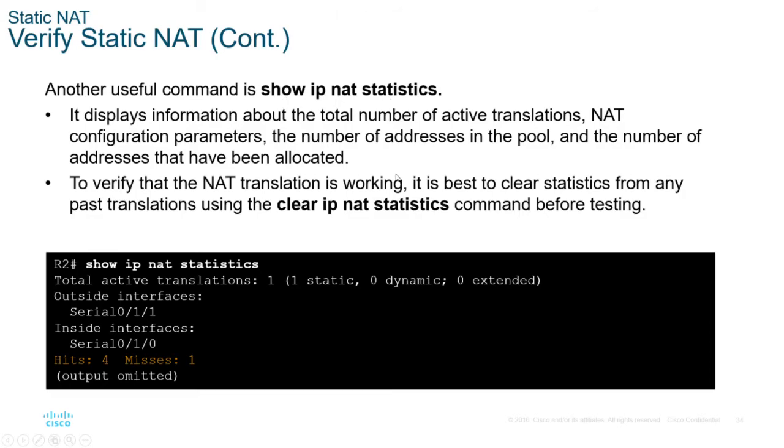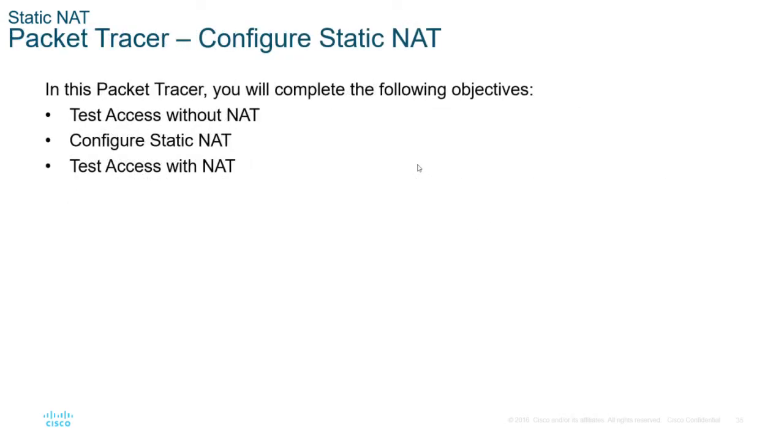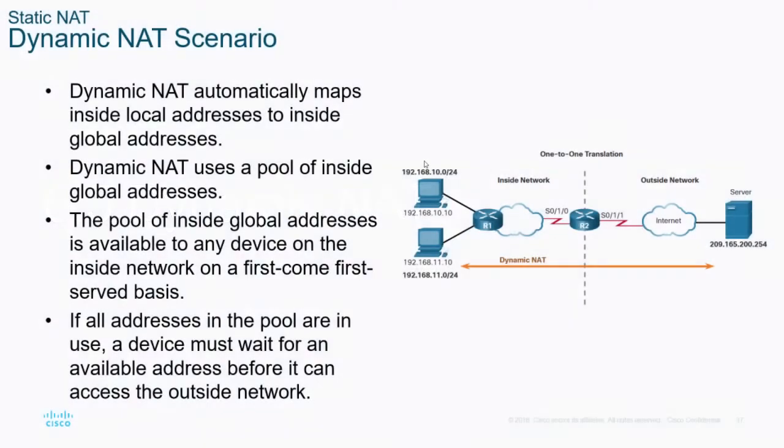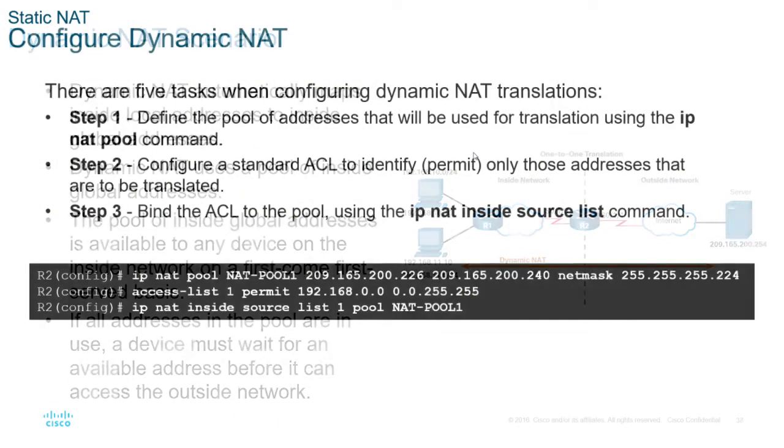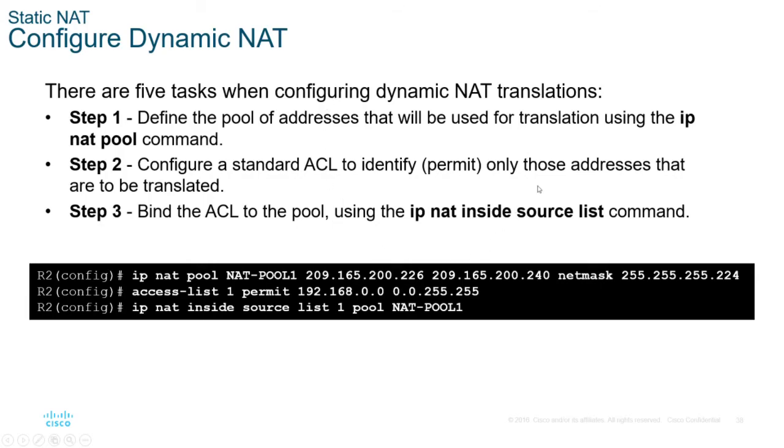Show IP NAT statistics is also very useful. It can show you any active translations that are occurring, the number of addresses that might exist in a pool if you're using, say, dynamic NAT, and the number of addresses that have been allocated towards systems that need that pool. So dynamic NAT, for creating dynamic NAT, it's similar in essence to setting up DHCP.